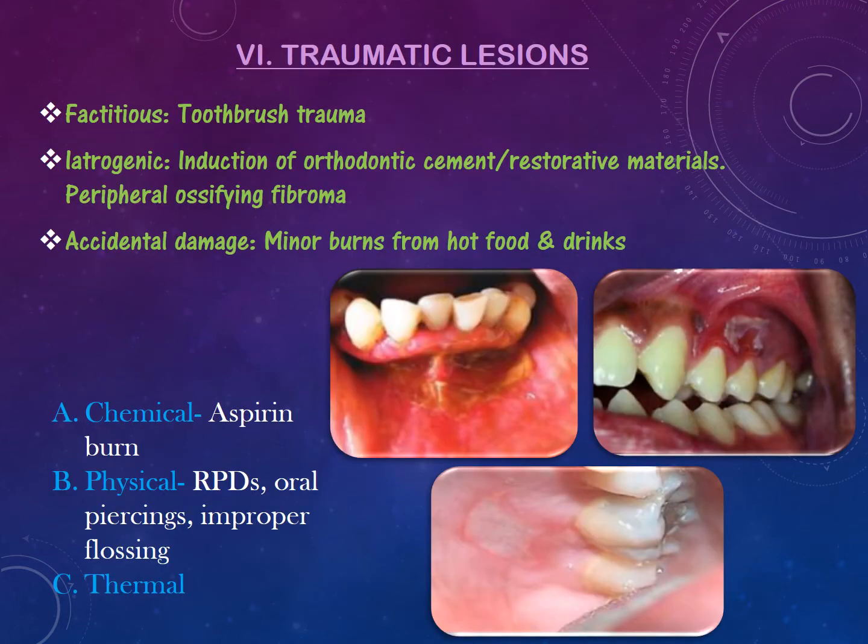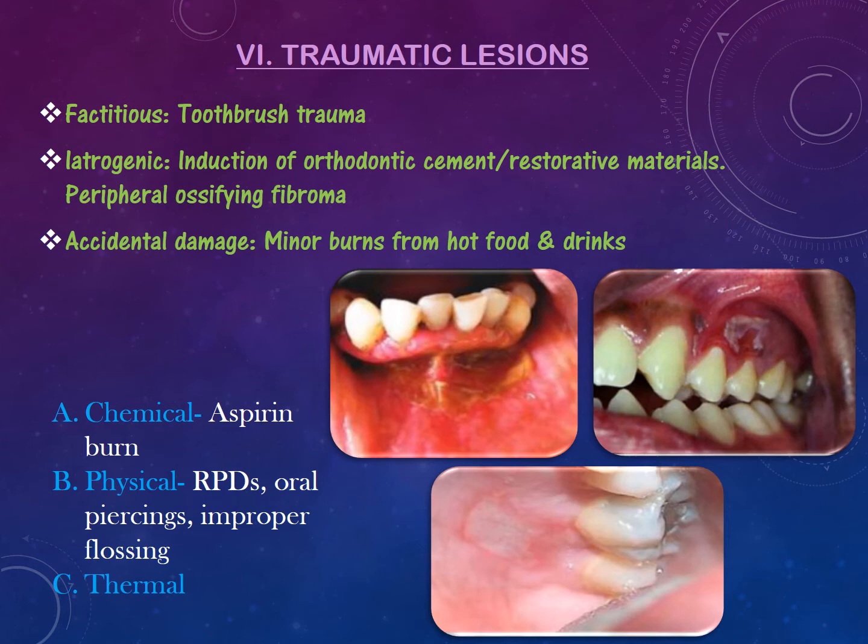Next, moving on to the traumatic lesions. Traumatic lesions can be self-inflicted or factitious, caused by toothbrush trauma, which results in gingival ulceration or recession. It can be iatrogenic, which is being induced by the dentist when there's an induction of orthodontic cement or restorative materials into the gingiva. The peripheral ossifying fibroma occurs as a response to the embedment of the foreign material into the gingiva. Or it can be also accidental damage resulting from minor burns from hot food and drinks.